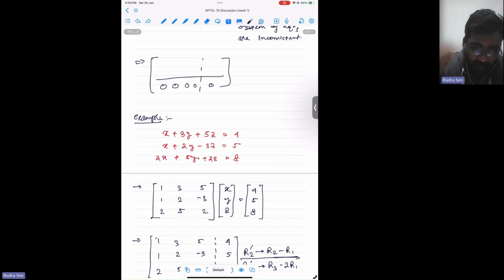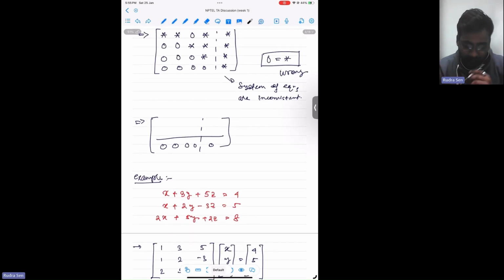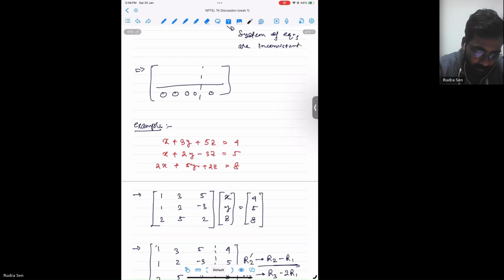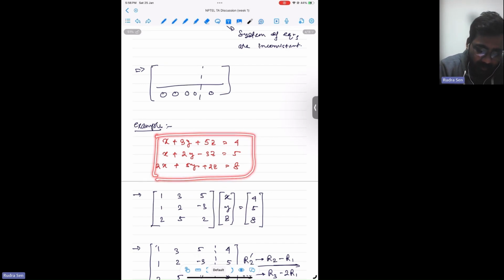So here basically the first example is here. You have a system of equations, something like that. x plus 3y plus 5z equals 4. x plus 2y minus 3z equals 5. 2x plus 5y plus 2z equals 8. So this is the system of equations.